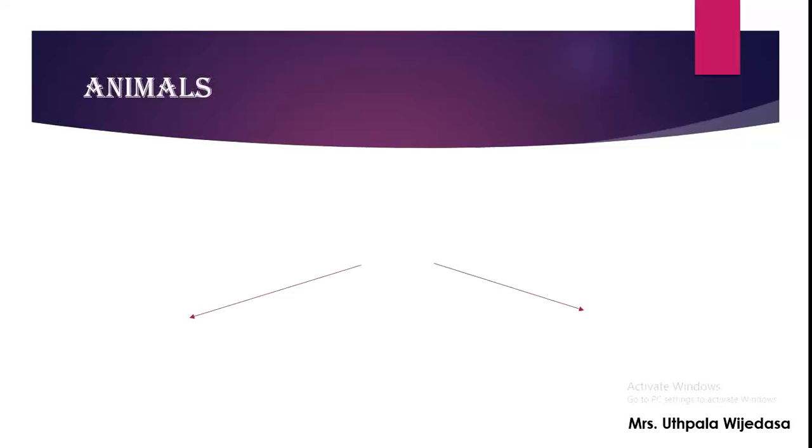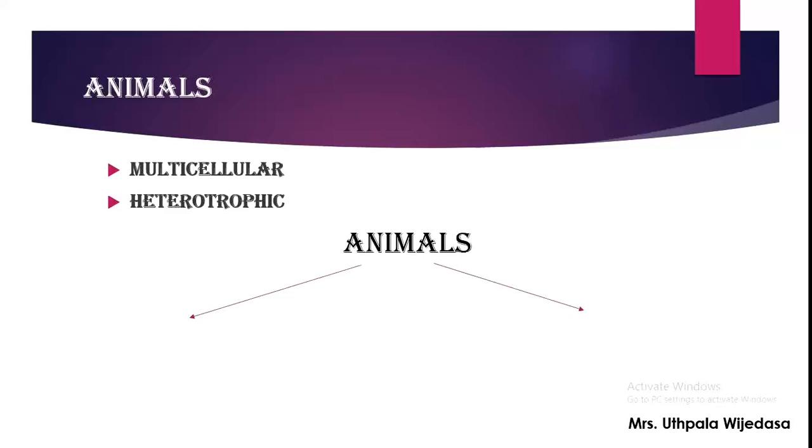Kingdom Animalia consists of animals which are multicellular. All these animals are heterotrophic because none of the animals can produce their own food. Therefore, all are heterotrophs. Animals are divided into two main groups based on the presence or absence of a vertebral column or a backbone. Animals without a vertebral column are known as invertebrates. Animals having a vertebral column or a backbone are known as vertebrates.